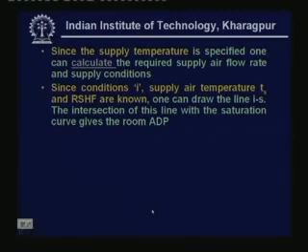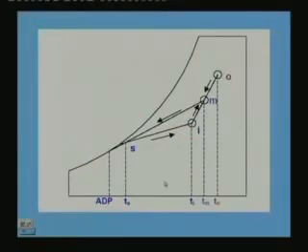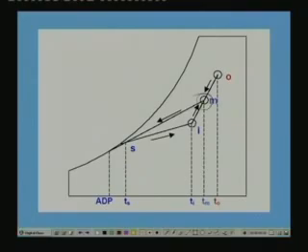One can draw the line IF from the known values of supply temperature and RSHF. The intersection of this line, as I have already told you, with the saturation curve gives the room ADP. Condition of air after mixing, that is point M, is obtained from known values of Ms and M0 using the mixing rule. Again I have explained this condition. Using the mixing rule, because we know the air flow rates and we also know these two conditions, we can find out this point.